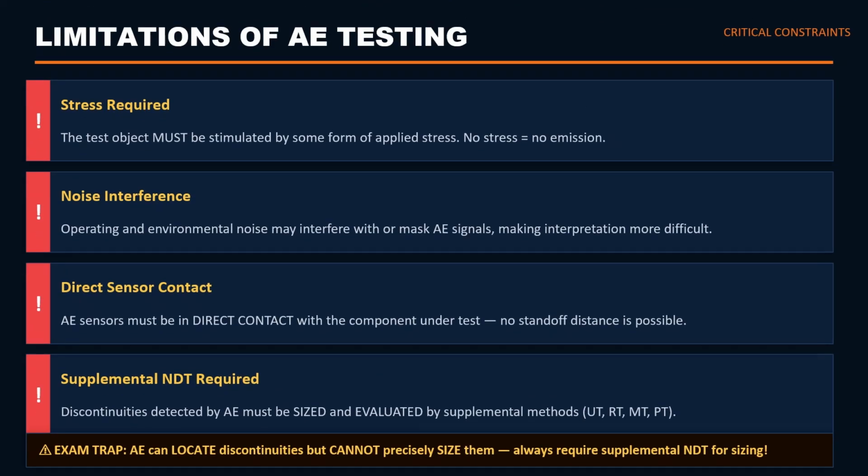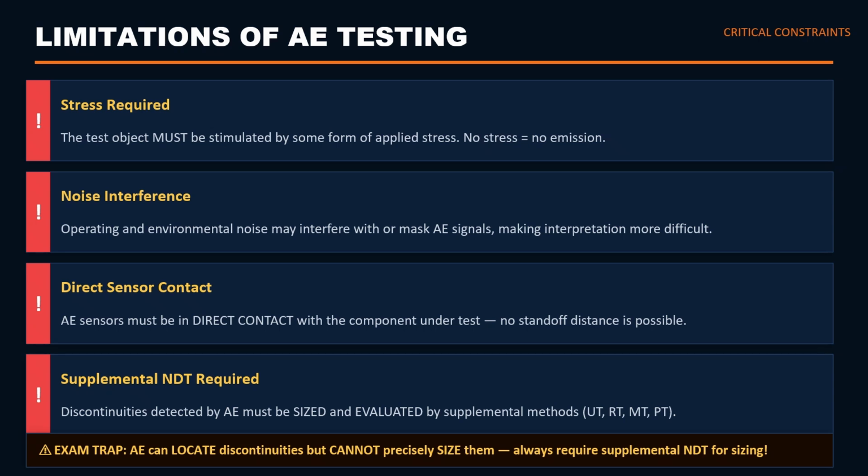Now let's talk about the limitations, because this is where many people misunderstand AE. First limitation: no stress means no emission. If the structure is not loaded, you may not detect anything. Second, AE is extremely sensitive to noise, and in real refinery environments, noise is a serious challenge. Things like welding machines, vibration, fluid flow, and power lines. Another limitation is direct sensor contact. AE sensors must be coupled properly to the surface.